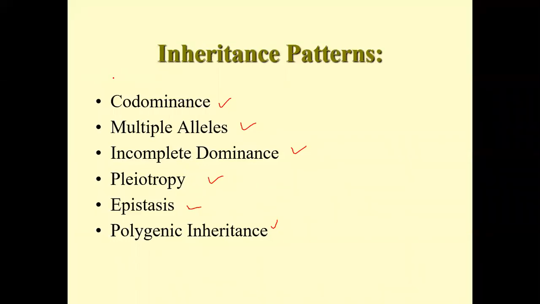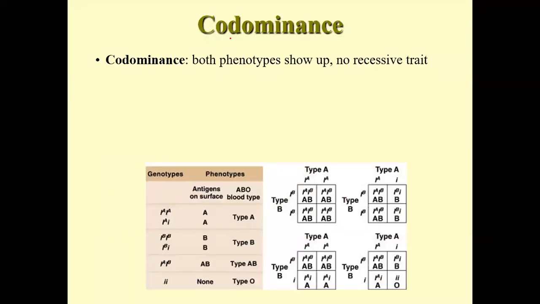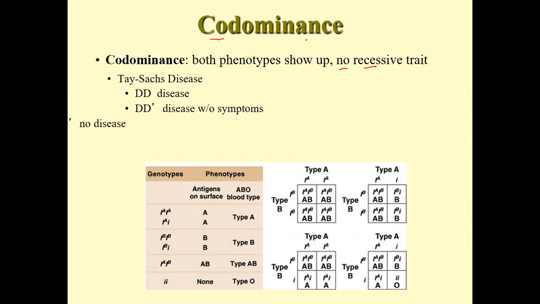So let's get going right off the bat with an example of codominance. Codominance is, as the name implies, where both alleles are going to show up. There's no recessive version of it. So basically each one is going to be expressed equally. The example that I've used is Tay-Sachs disease as well as blood typing. This is an interesting version where if you're homozygous for the disease, you have the disease. You could be heterozygous and you have the disease without symptoms, or if you have the no disease trait, they're both expressed. So that's a weird one.